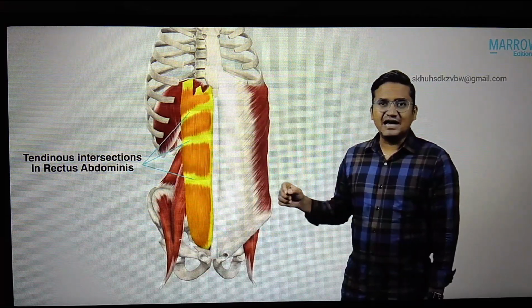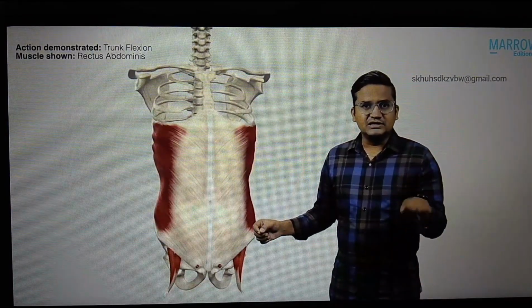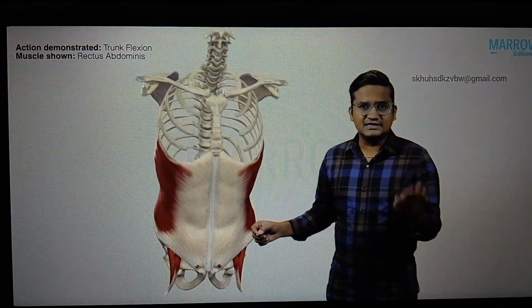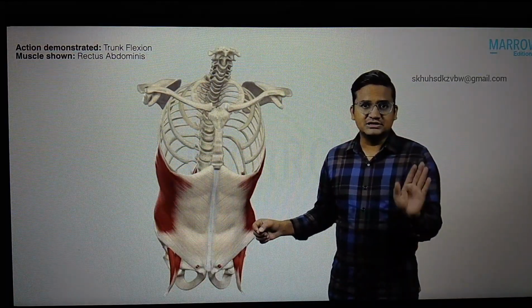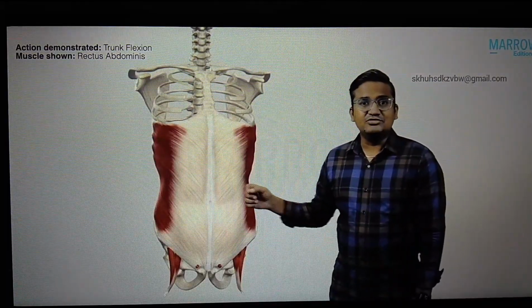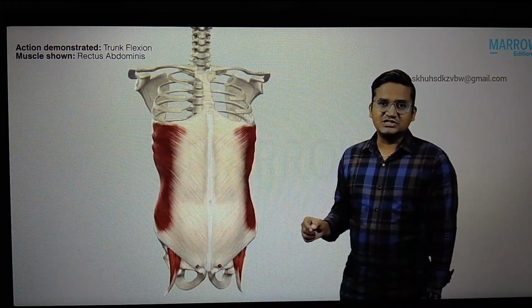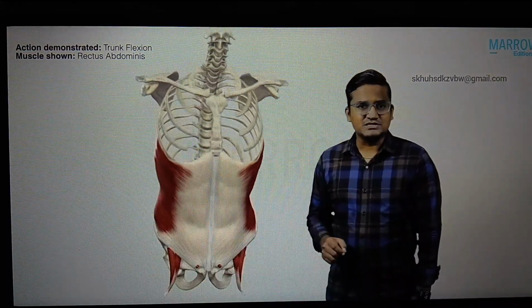Now, what is the action of our rectus abdominis muscle? See the video. The trunk is moving in the front side like this. Trunk flexion. So, rectus abdominis muscle is helping for trunk flexion. Trunk is bending in the front side. That is the action of our rectus abdominis muscle.